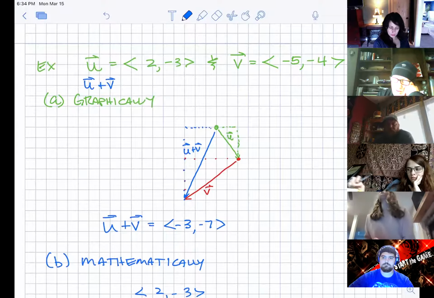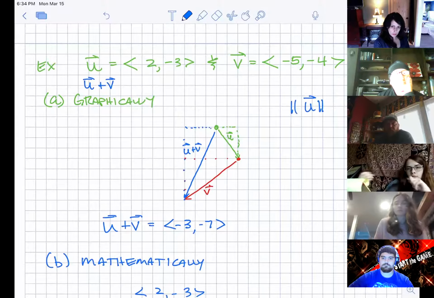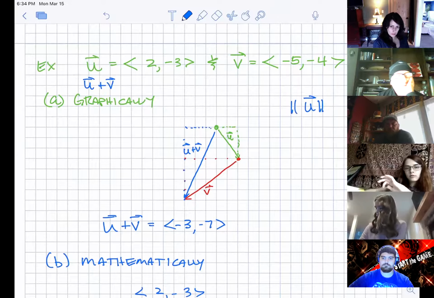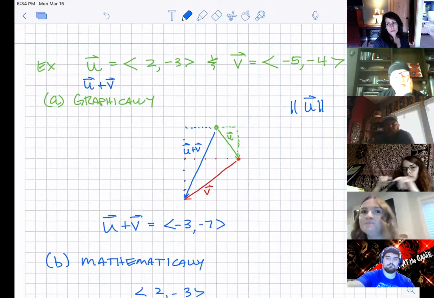But you could also be asked for the magnitude of one of them. You can't be asked for the magnitude of all of them. You could be asked for the magnitude of the sum of them. That'd be okay too.